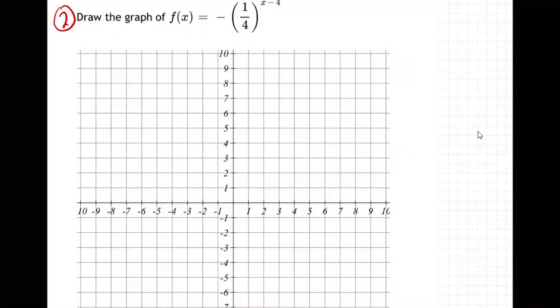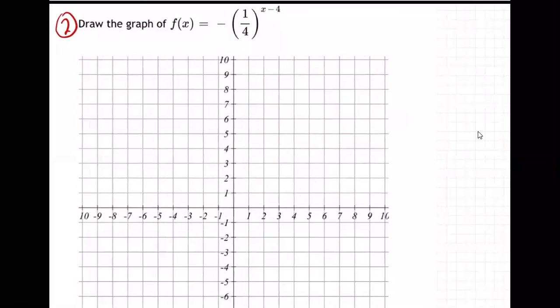Okay, so number 2, we're wanting to graph this function here. Again, it's exponential. X is in the power. That makes this an exponential function because X is an exponent. It's a power. Okay, so what am I going to do? I'm going to make a table.